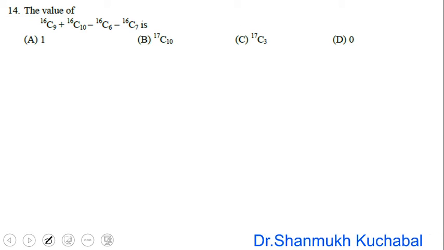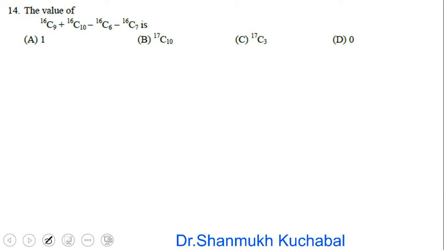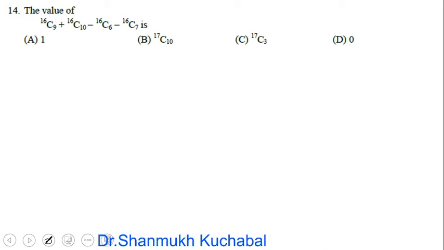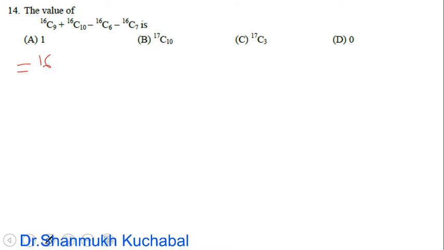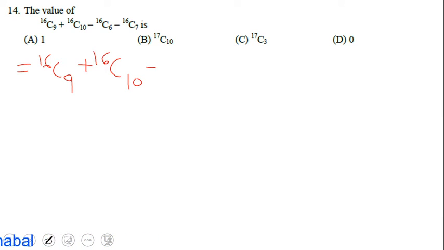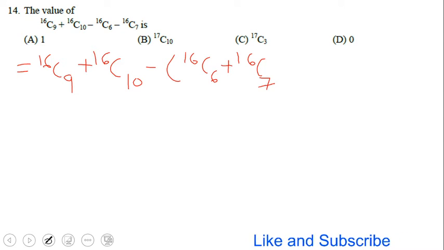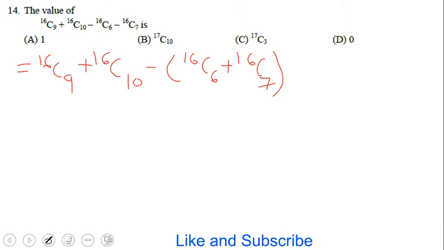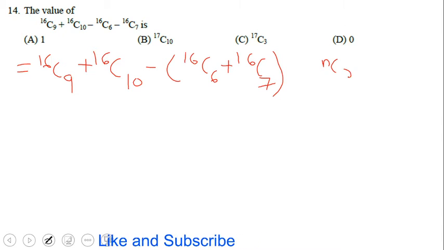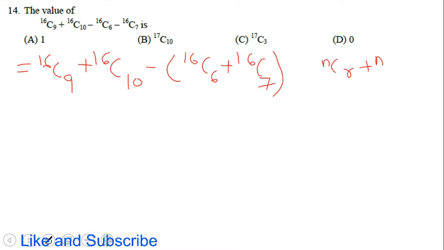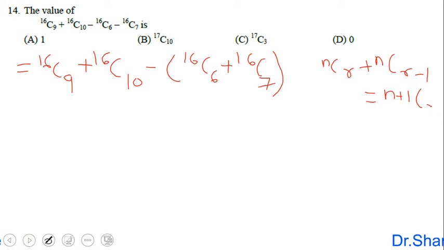The question is the value of 16C9 plus 16C10 minus, I rewrite the given expression. Minus we take common, then we are left with 16C6 plus 16C7. Further we use the formula nCr plus nC(r minus 1) equals (n plus 1)Cr. Here n is 16.